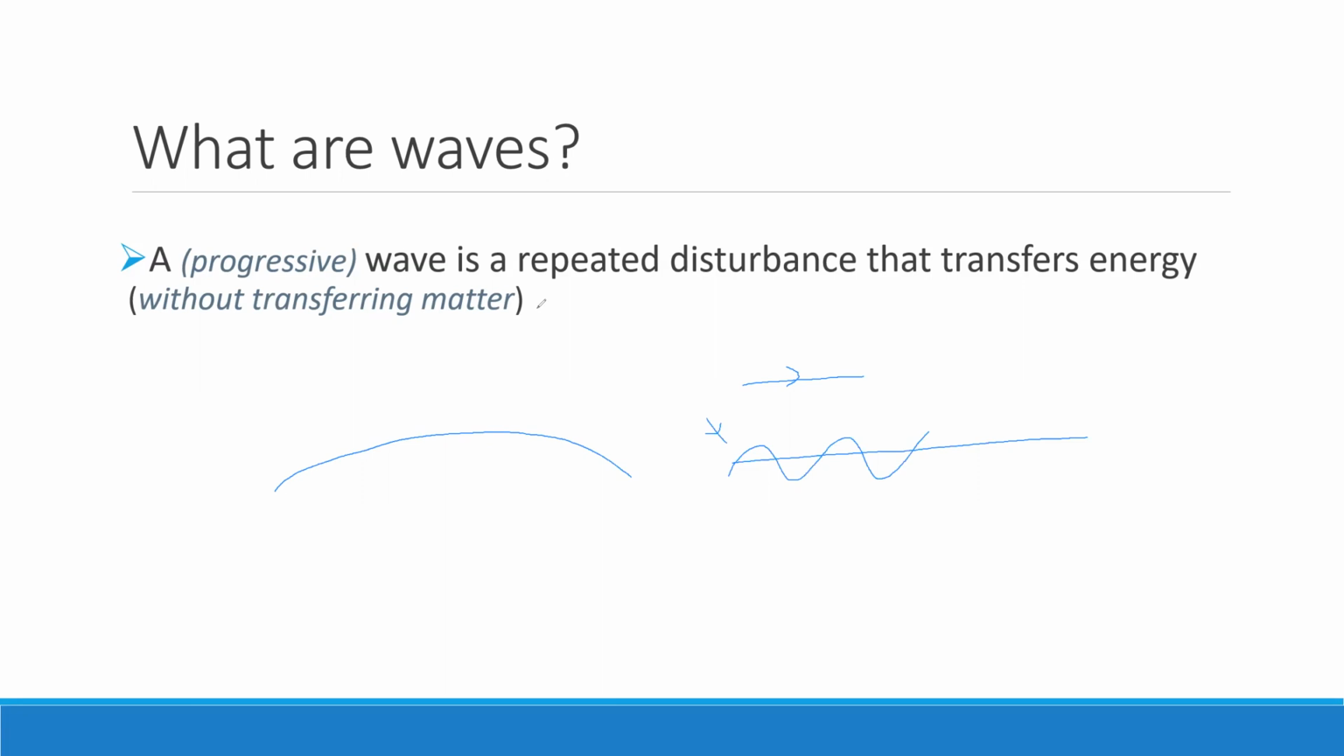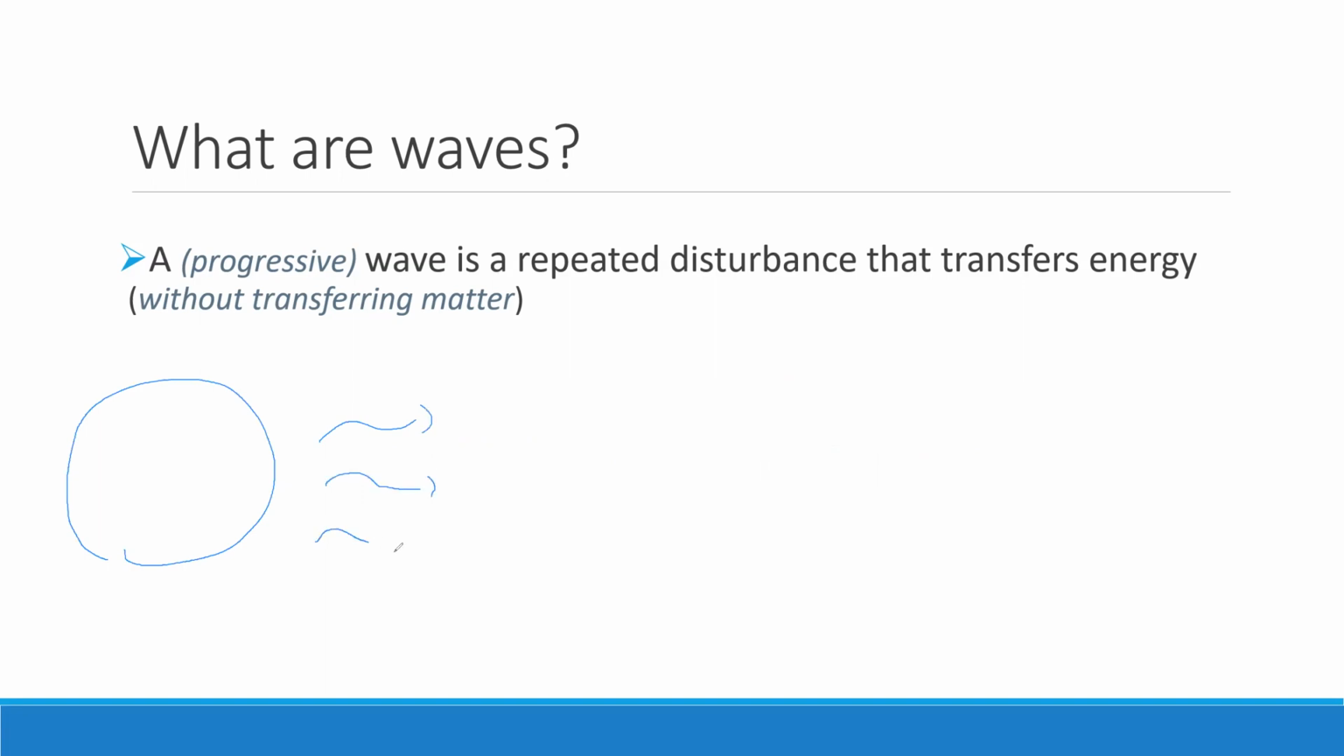But it doesn't transfer matter because, for example, an easy analogy to think of is the energy from the sun, right? We receive energy from the sun, but we don't receive any matter from the sun. We don't receive any particles, any molecules. So this is why it's called a progressive wave. So it transfers energy. It's a repeated disturbance, but it doesn't transfer any matter. So just memorize this definition in case an exam question involves it.